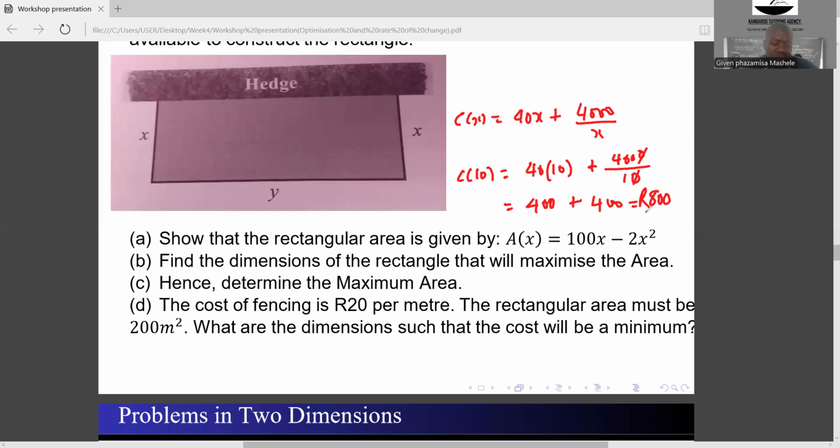I believe you guys are following. Okay, so this is the minimum actually. It is the minimum cost. Okay, I believe you're following, guys.